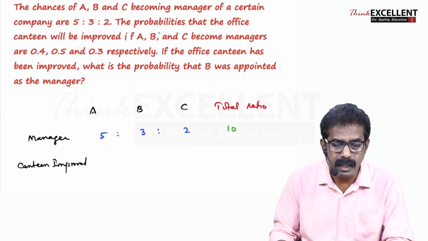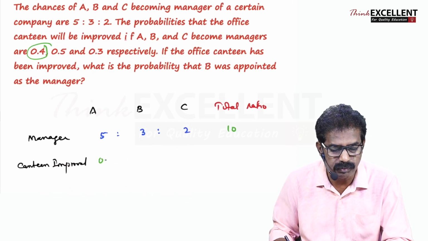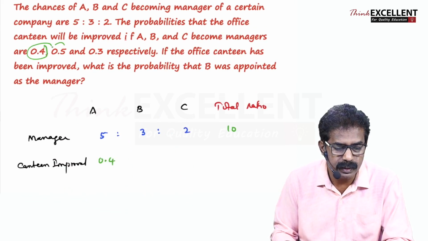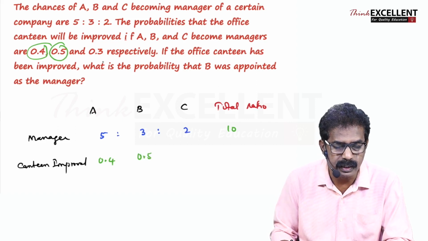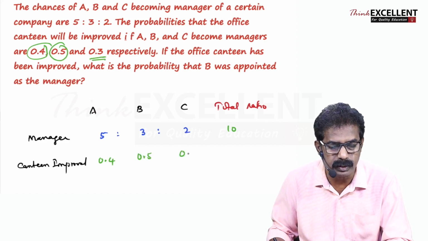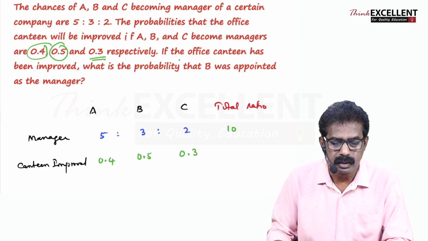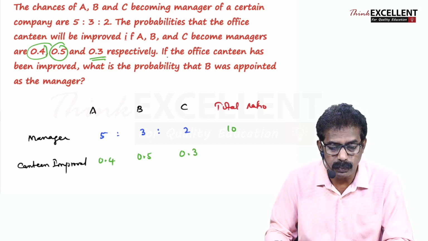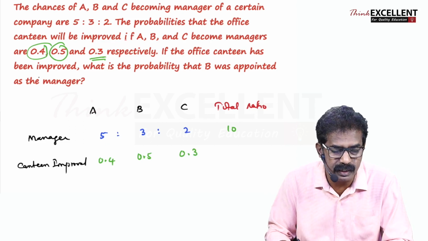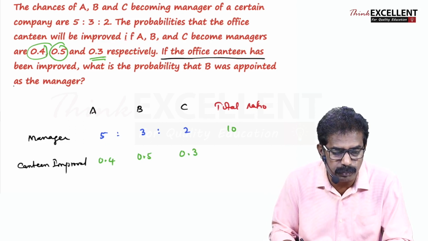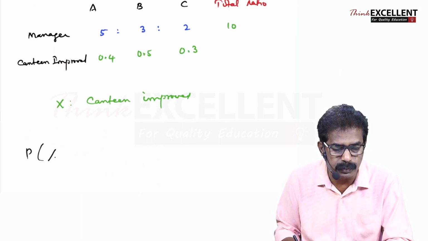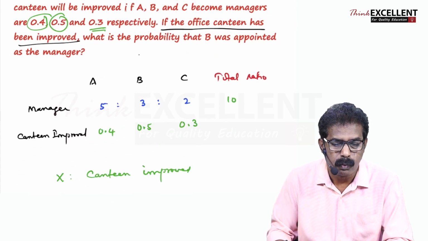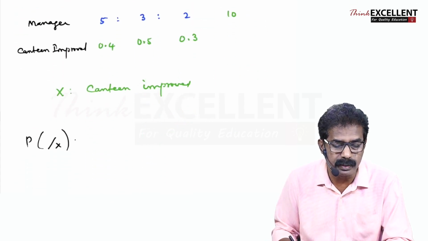So A become manager and the canteen is improved. The probability they given us 0.4. B become a manager, then the canteen improved 0.5, and C improves the canteen. The probability is what? 0.3. Now please listen what they asked here. Only one subpart here. If the office canteen is improved, given condition. So probability that the canteen is improved, that is X given, right? What is the probability that B was appointed as manager?